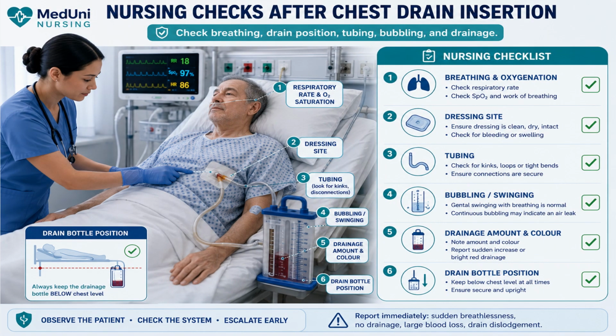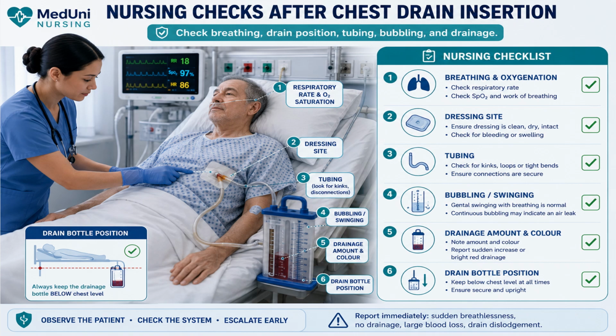After chest drain insertion, start with the patient, not the bottle. Ask yourself, is the patient breathing comfortably? Check respiratory rate, oxygen saturation, work of breathing, pain score, and vital signs. Then check the insertion site. Is the dressing clean, dry, and secure? Is there bleeding, swelling, leakage, or surgical emphysema?